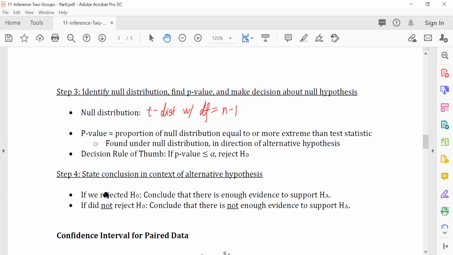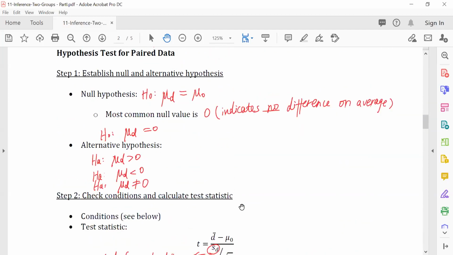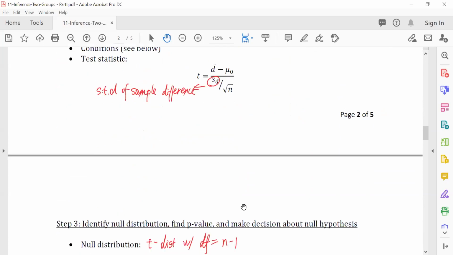Then the step 4 is state conclusion in the context of the alternative hypothesis. Remember, we have mentioned this before. We are never going to say we prove something or we have a proof or we don't prove or whatever. We are saying we provide enough evidence or we couldn't provide enough evidence to support the alternative hypothesis. So this is for the inference for the hypothesis test.